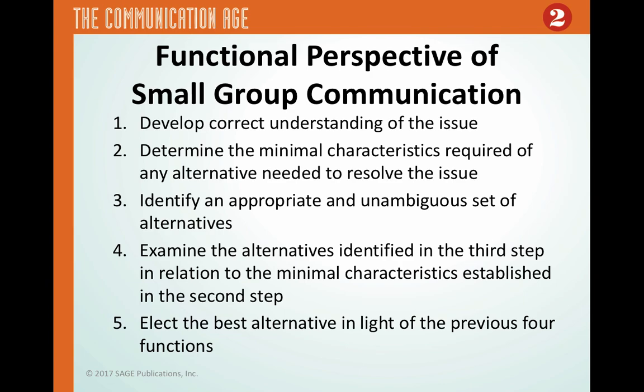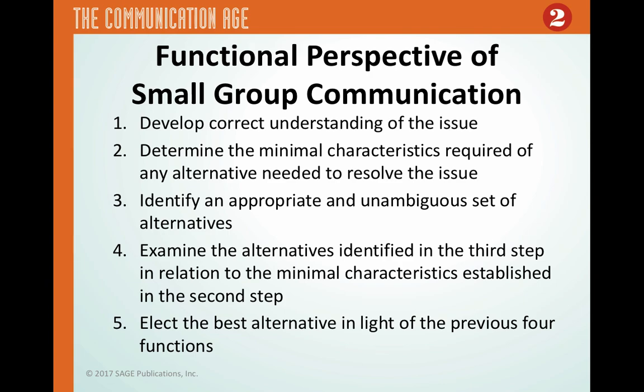The first thing is whenever you're facing a problem or a task at hand that a group needs to accomplish, you need to first develop a correct understanding of the issue. You need to make sure everybody on the team understands what it is that we're working with and what it is that we're trying to accomplish, and to make sure there's no ambiguity in the air about that so that everybody in the group is on the same page moving forward with accomplishing the task or fixing the problem.